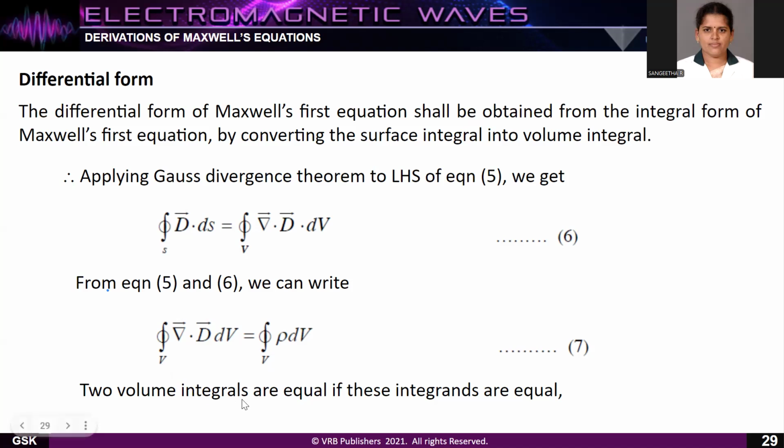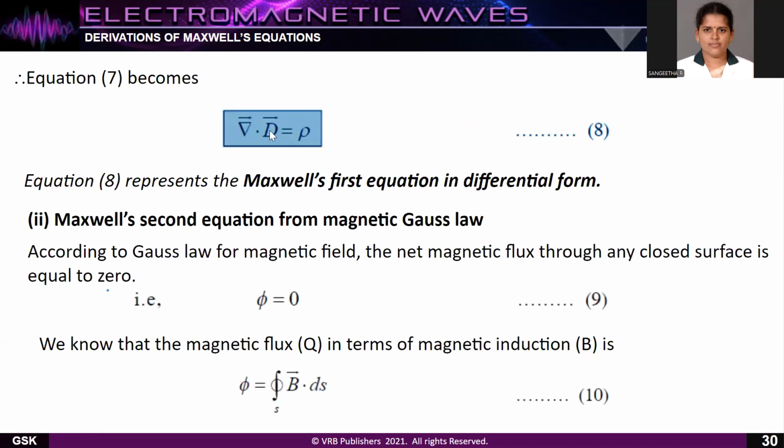Two volume integrals are equal if their integrands are equal. Both the integrands are equal, since both volume integrals are equal. So here it becomes del vector dot D vector is equal to rho. This is Maxwell's first equation in differential form.